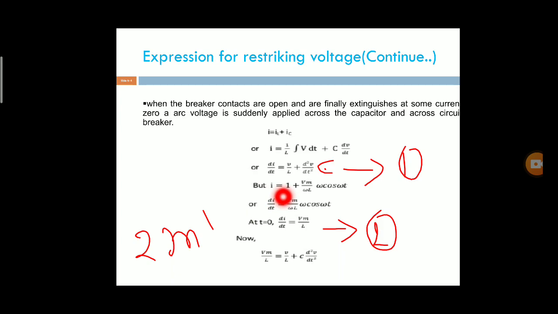But I equals Vm by omega L times cos omega t, we already know, and differentiating this equation, di by dt equals Vm by omega L times omega cos omega t. At t equal to 0 instant, substituting t equal to 0, di by dt equals Vm by L. Omega will cancel.